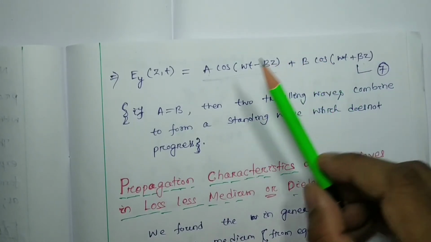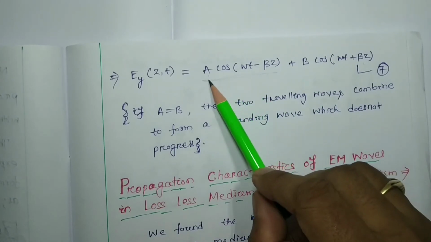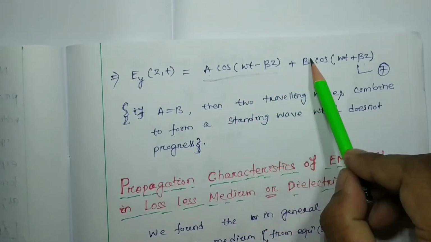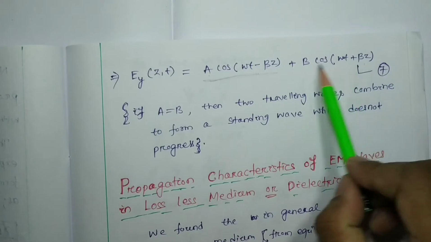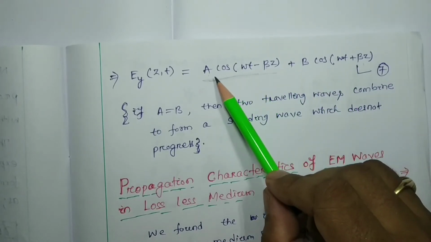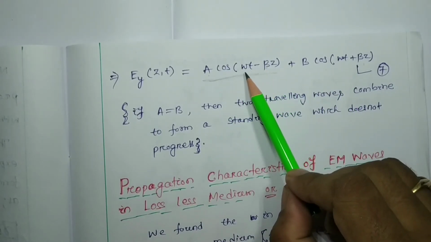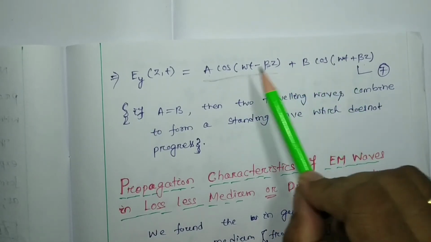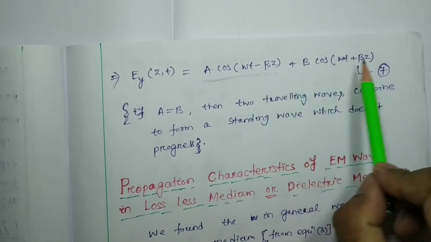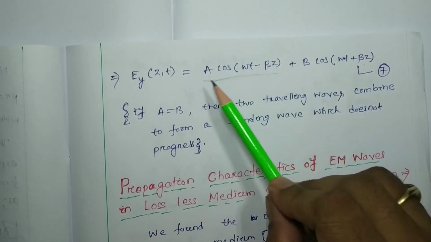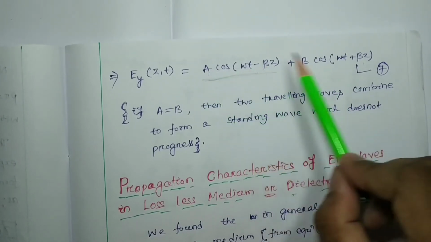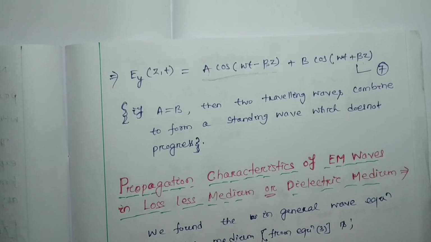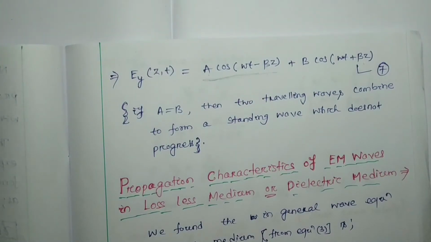Okay, so here you can see that this represents your forward motion and this represents backward motion. If both have the same phase constant, the same phase, and if we consider A equal to B, then what are we going to find? We are going to find a standing wave.